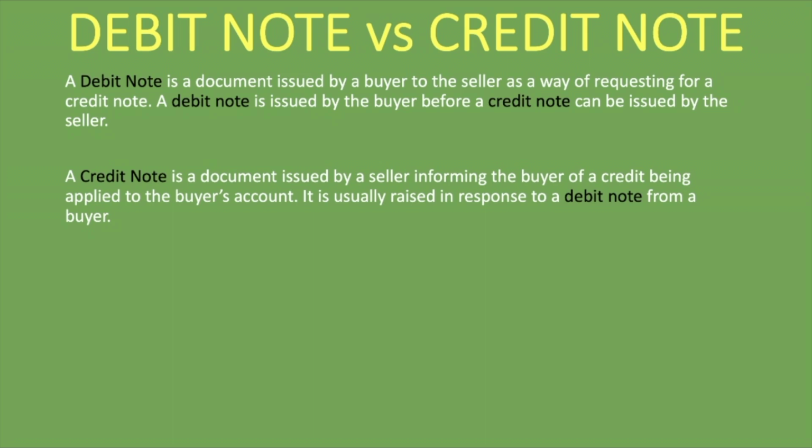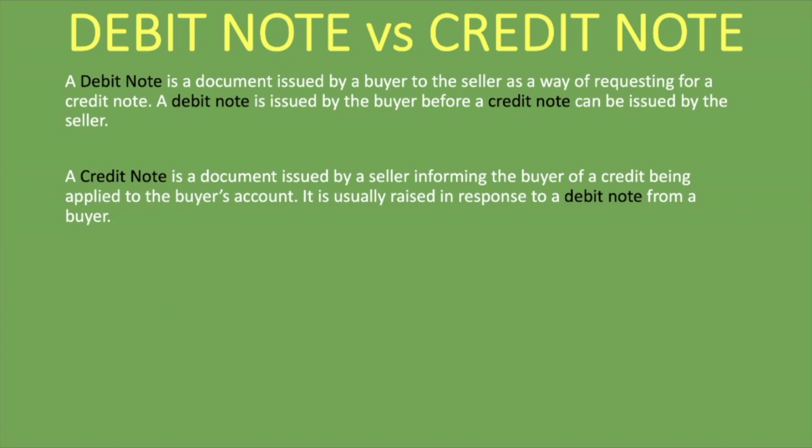So a credit note is issued by the seller. Now remember, a seller would have initially issued an invoice, and then the buyer would see that there are some issues with that invoice, and then will issue the seller back with a debit note, and then the seller would issue a credit note in response to that debit note. So obviously, the seller issuing a credit note is acknowledging what the buyer has mentioned in the debit note.